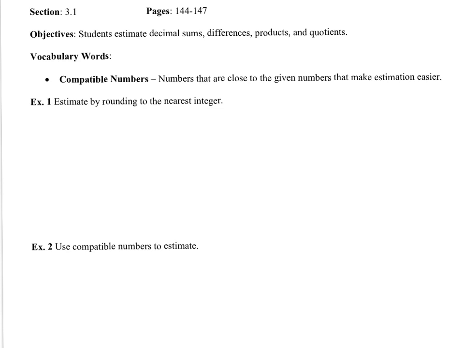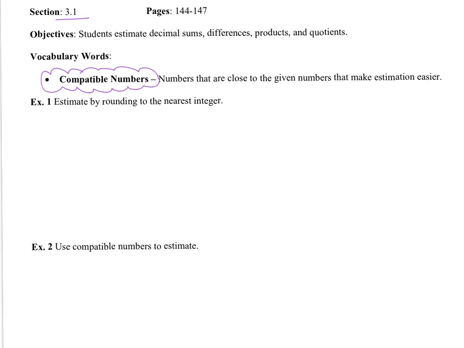Hello, today we're going to get started with our rational numbers unit, and the first thing we're going to talk about is decimals. Okay, so you should be on the 3.1 notes page, and compatible numbers is our vocabulary word of the day. The textbook definition says, numbers that are close to the given numbers that make estimation easier.